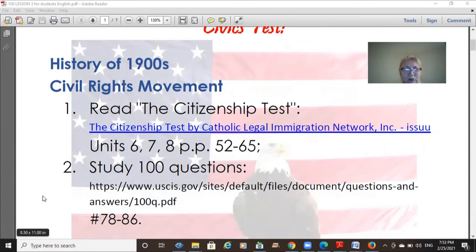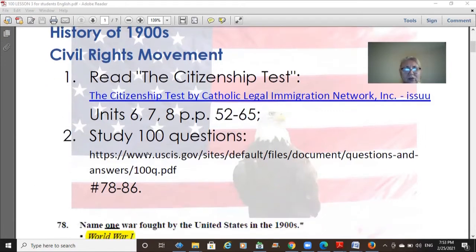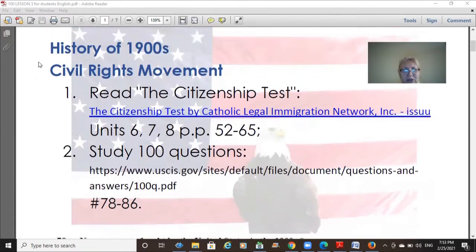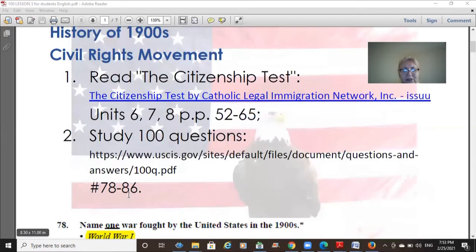And the list of 100 questions you can find by clicking on the link I provided here. Questions that cover this material are from number 78 to number 86. During the interview, you will be asked 10 questions, and to pass that portion of the interview, which is the civics test, you need to answer 6 questions correctly.